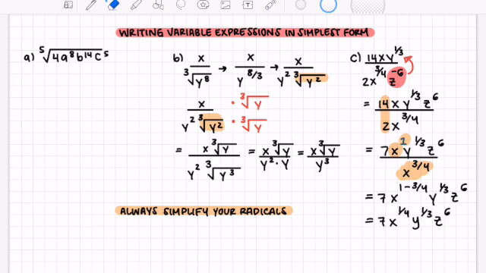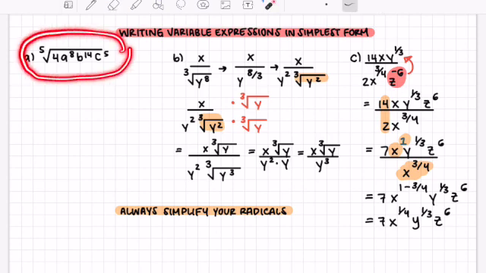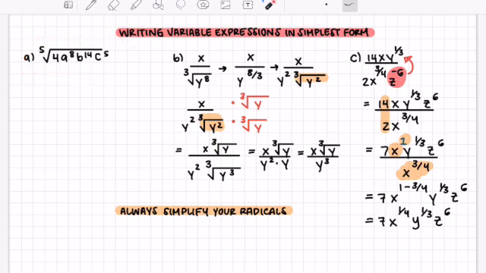Okay, so for the fifth root of 4, a to the power of 8, b to the power of 14, and c to the power of 5, the first thing that I want to do is just to separate everything. It might make it a little bit easier.